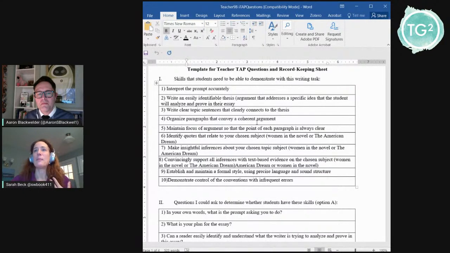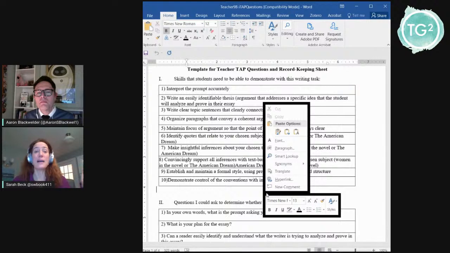So we have interprets the prompt accurately, has to write an easily identifiable thesis, has to write clear topic sentences that clearly connect to the thesis, has to organize paragraphs that convey a coherent argument, has to maintain the focus of the argument so that the point of each paragraph is always clear, has to identify quotes that relate to their chosen subject, and there were a couple of options for that, make insightful inferences about their chosen topic, and convincingly support all inferences with text-based evidence on the chosen subject, establish and maintain a formal style using precise language and sound structure, and demonstrate control of the conventions with infrequent errors.